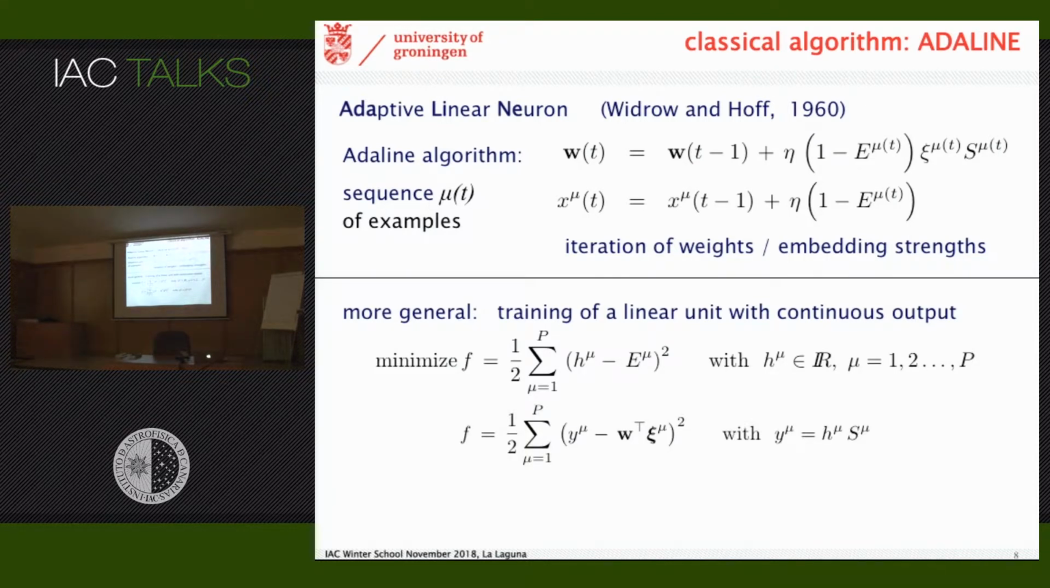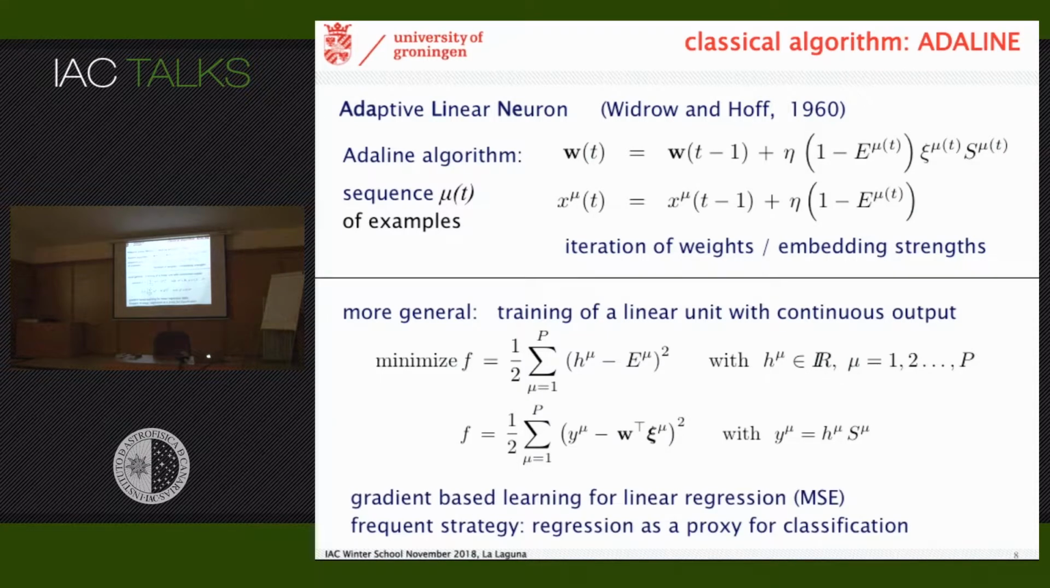And then I could redefine something calling it Y mu, which is H mu times S mu. This is just the target label, which is plus or minus 1. And then this cost function here would become this one. And now this looks like plain linear regression, right? So this is just a special case. The ADALINE is just a special case of linear regression. Nothing more and nothing less.